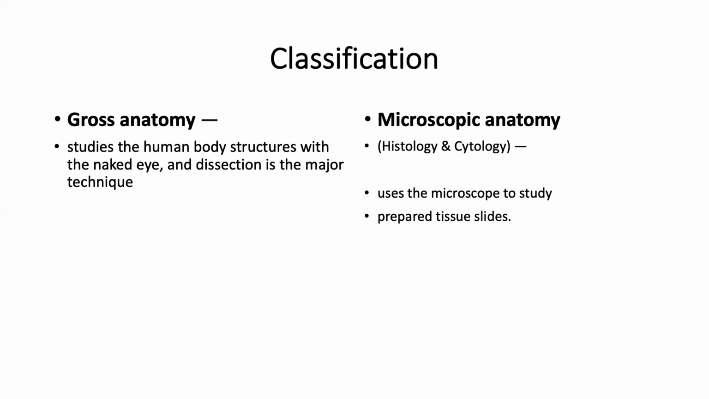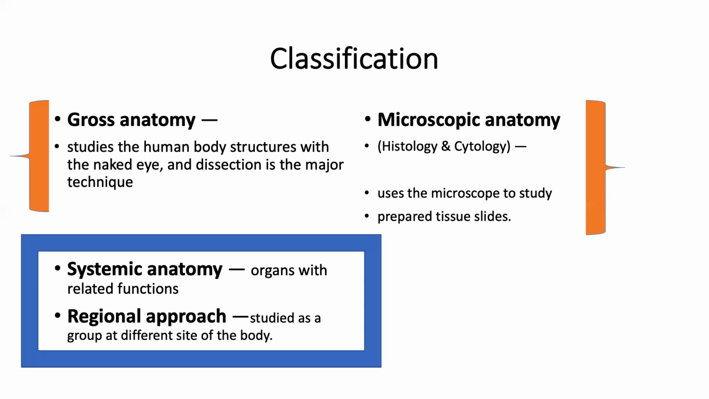Cytology means studying fluid. For example, if a patient presents to the ER with a painful swollen knee joint, and the clinician aspirates the fluid from the knee joint and gives it to you as the pathology team, you look at that fluid under the microscope. That is cytology. So that's the difference between histology and cytology. Of course, both fall under microscopic anatomy.